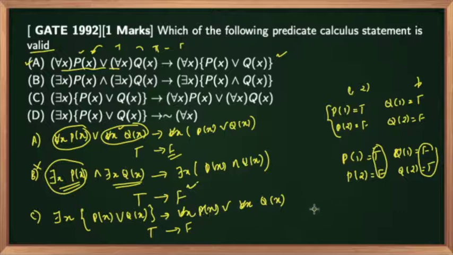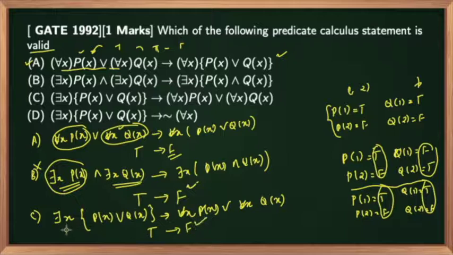So for all x, P of x should be false. I can take P of 1 equal to true and P of 2 equal to false. Here Q of 1 is equal to true and Q of 2 is equal to false. You have to take a truth assignment such that you are able to get true implies false. For all x, P of x is false, and for all x, Q of x is also false. So I have false here. Now there exists an x, P of x or Q of x is true because P of 1 and Q of 1 evaluate to true. So that means C is also not valid.